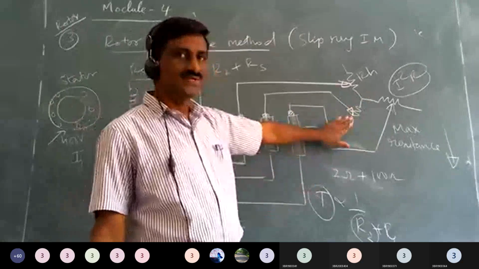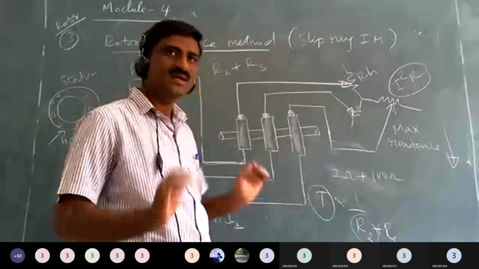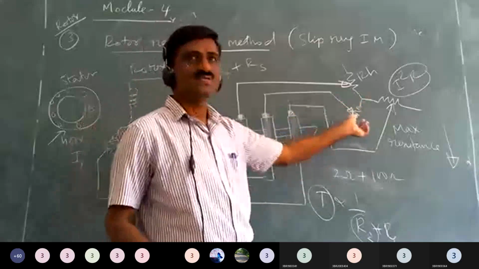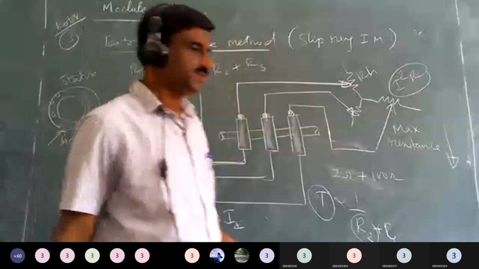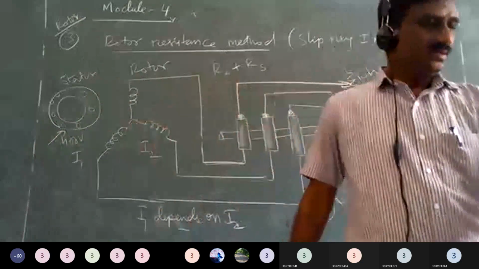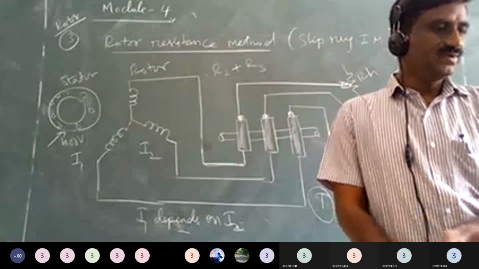Initially it is kept at high resistance. Current will be less. It runs at low speed. You decrease the resistance, current increases, and it starts increasing the speed. That's all. Any speed can be achieved. Any doubts you have, you can ask me.